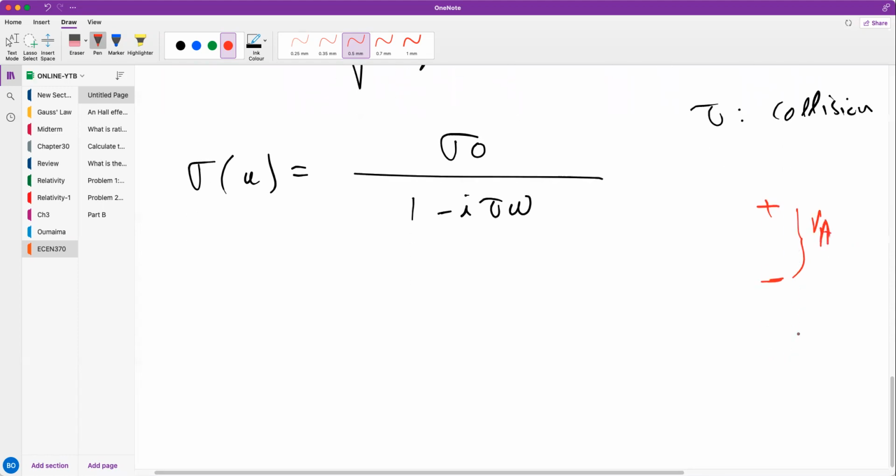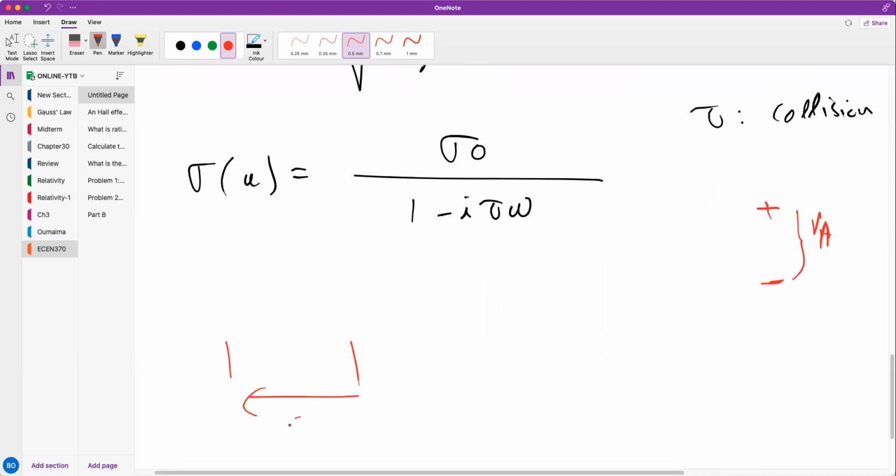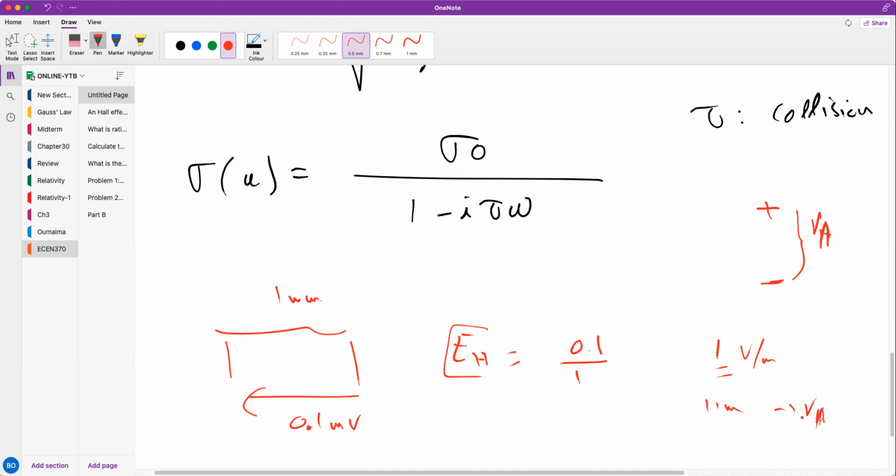For example, if I tell you I have a potential difference of 0.1 millivolt and the thickness is 1 millimeter, what is the Hall electric field? Well, it's 0.1 over 1. So I really don't know what the problem is with VH. VH is a potential difference. Either I will ask you to calculate it, for example, I will give you 1 volt per meter as the electric field over a distance of 1 millimeter, and ask what potential difference we would measure, or something like that. So it's really not a problem.